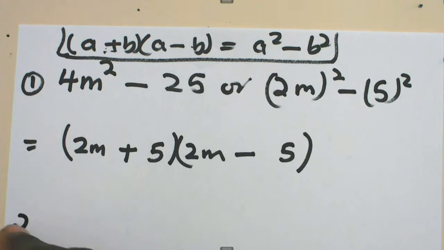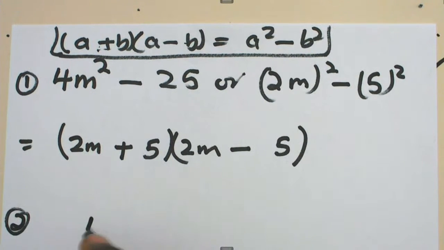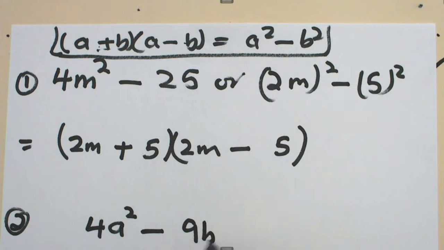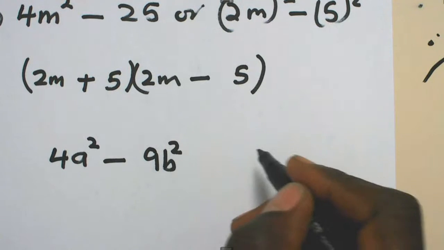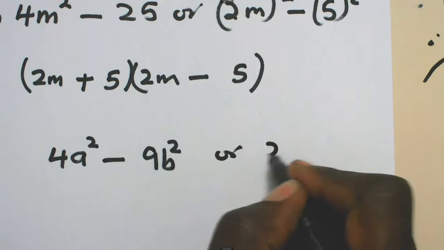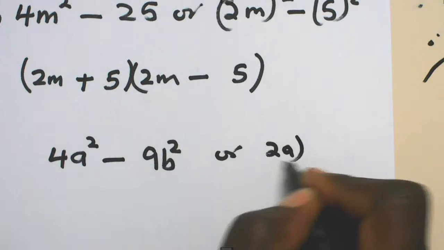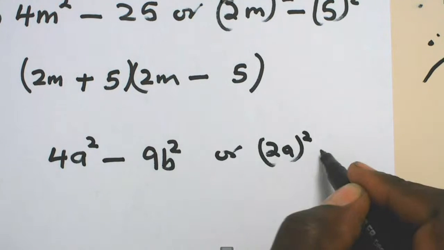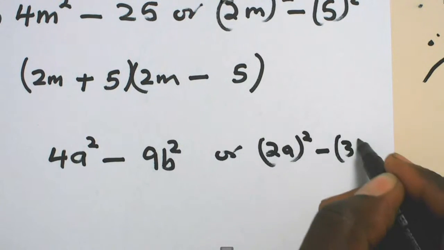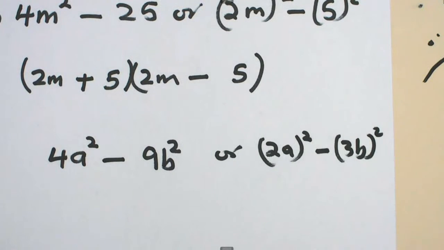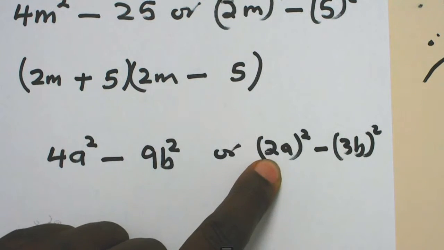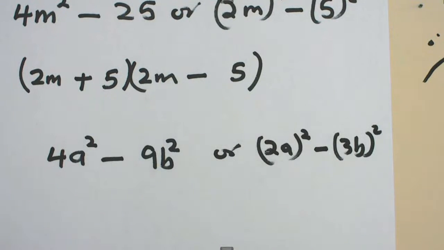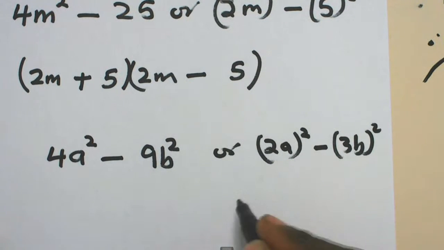Number 2, where we have 4a squared minus 9b squared. This can also be written as (2a) all squared minus (3b) all squared. These are the factors. In simpler terms, you can write them this way.